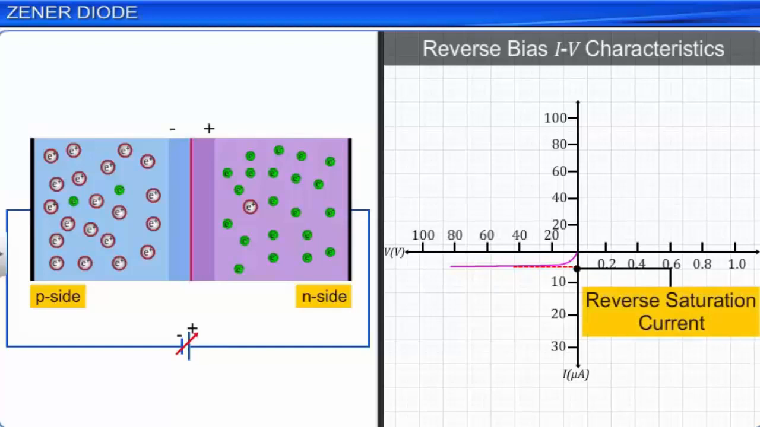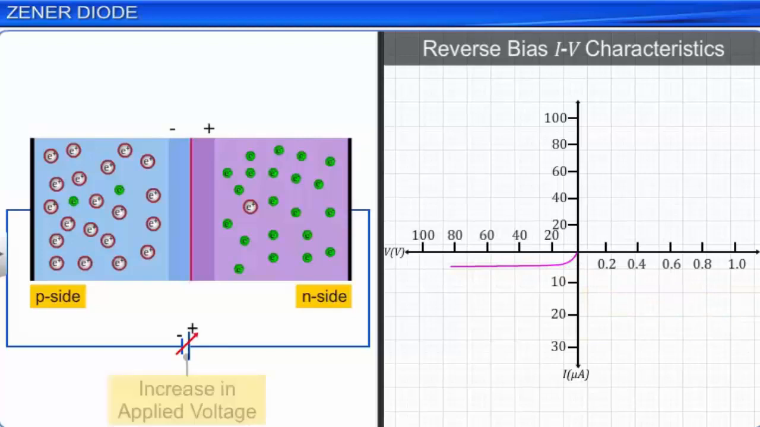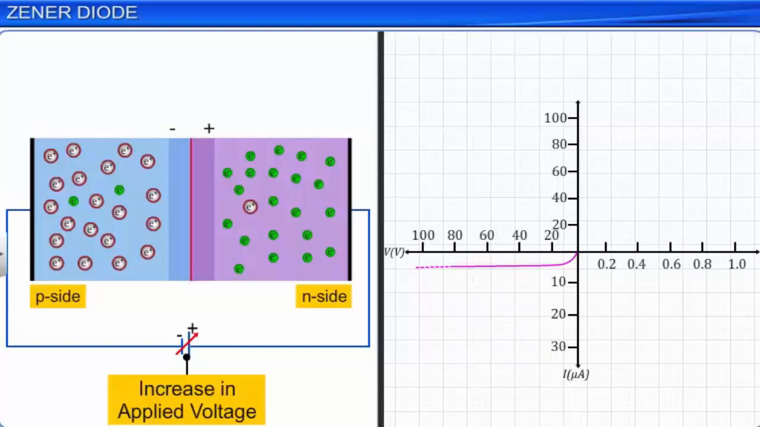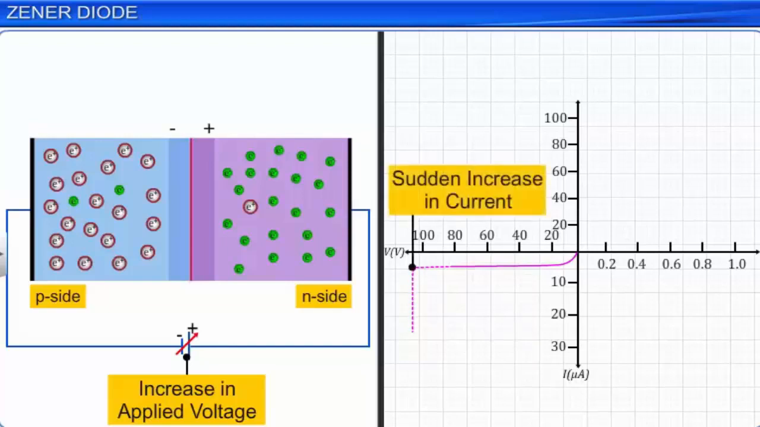Let us see what happens when we increase the applied voltage across a reverse biased diode after it attains the reverse saturation current stage. We observe that the current through the reverse biased diode suddenly increases for a specific value of applied voltage. This phenomenon is called breakdown of the diode.